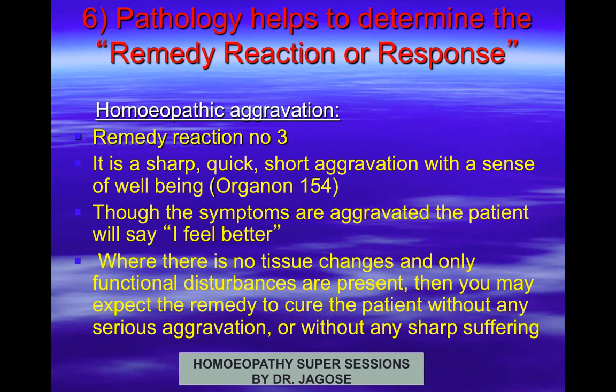So, where there is no tissue change and only functional disturbances are present, then you may expect the remedy to cure the patient without any serious aggravation or without any sharp suffering. So, a homeopathic aggravation will occur in those cases where there are no tissue changes, or even if tissue changes are there, they are reversible. So, in short, reversible pathology with functional disturbances. In such cases, if your remedy is correct, given in the correct potency and judiciously, then you may get such an aggravation.